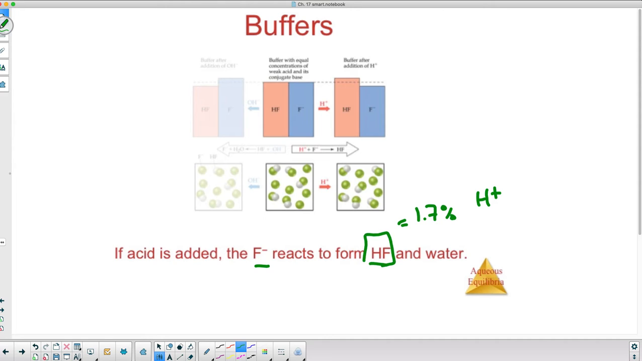Now if we were increasing the concentration of, say, HCl, that reacts 100% of the time, and that would make a huge difference. But because we're increasing HF, and HF is a weak acid, it doesn't hurt the solution, or it doesn't change the pH very much.